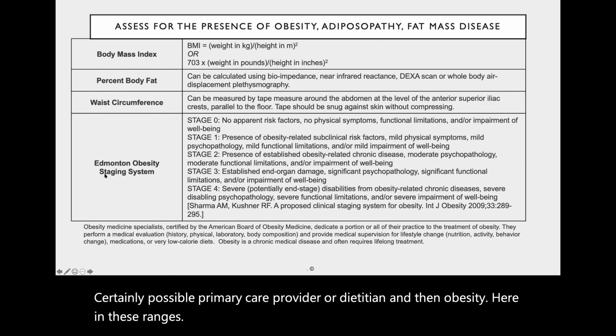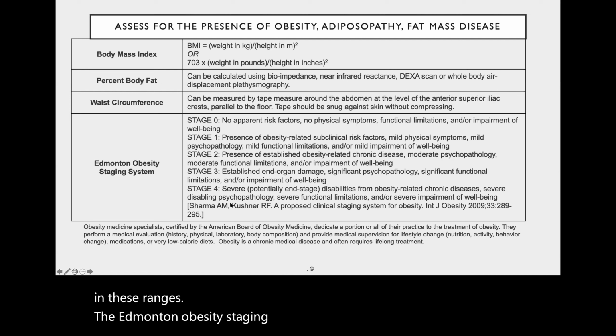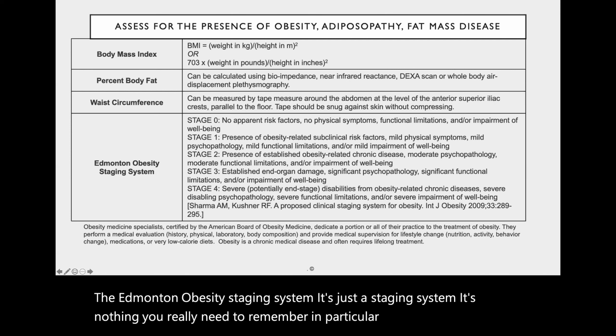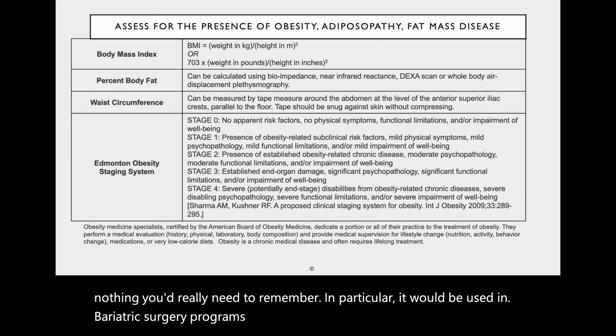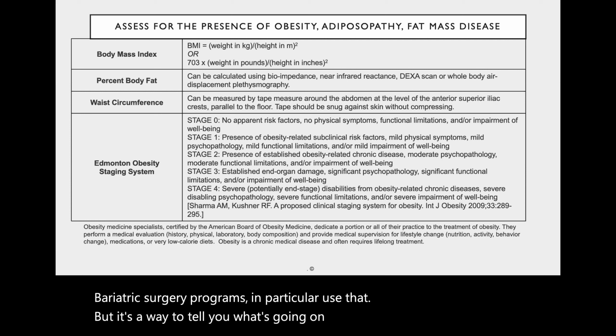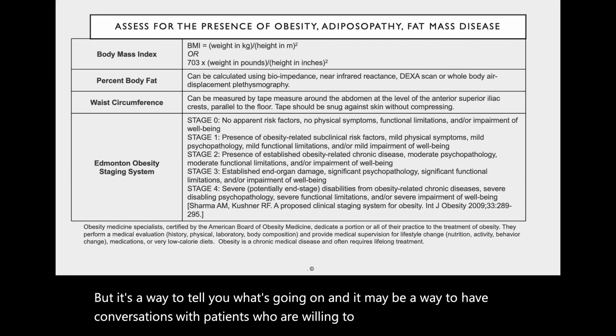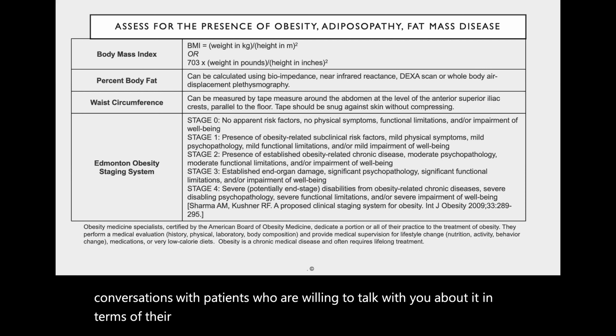Oh, the Edmonton Obesity Staging System, it's just a staging system. It's nothing you really need to remember in particular. It would be used in bariatric surgery programs in particular. But it's a way to tell you what's going on. And it may be a way to have conversations with patients who are willing to talk with you about it in terms of their risk. It does stratify risk really well.